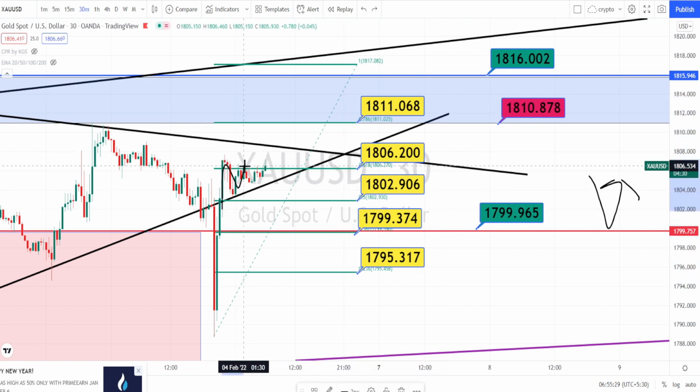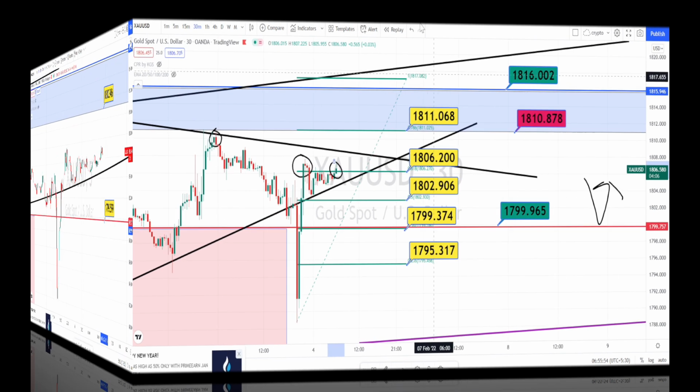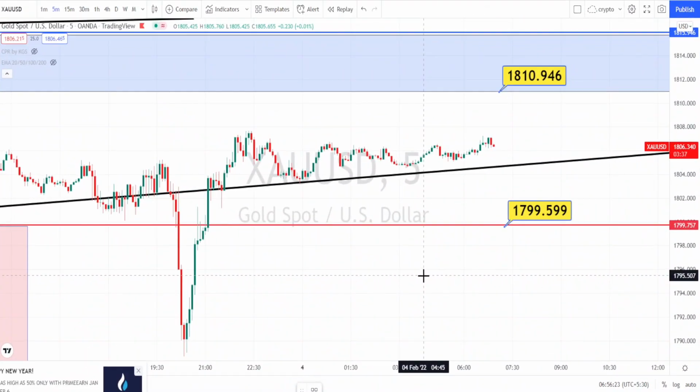Currently the price action is in a very nice bullish trend. Wait for it to breach this support line or the trend line, then you can take trades on the bearish side. Let us do the analysis in the 5 minutes time frame. I'm in the 5 minutes time frame now.